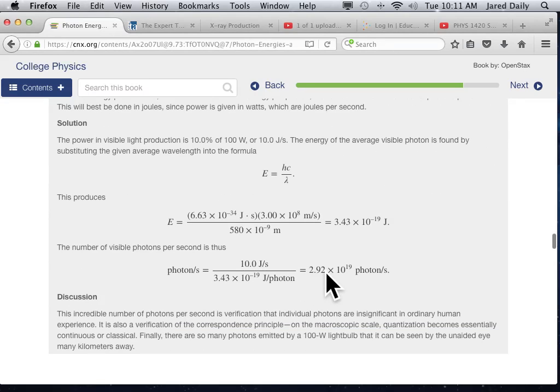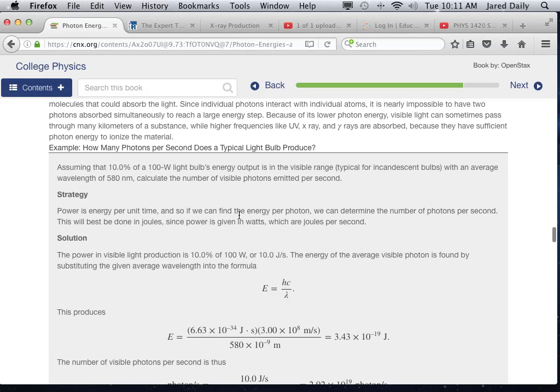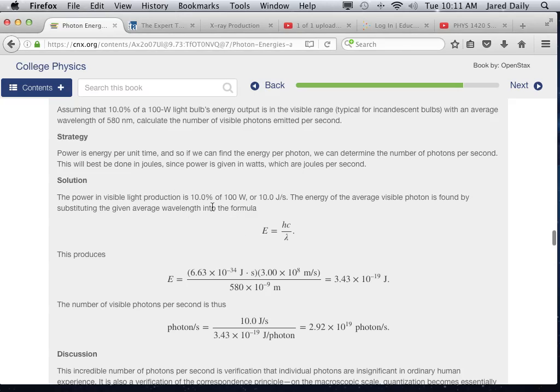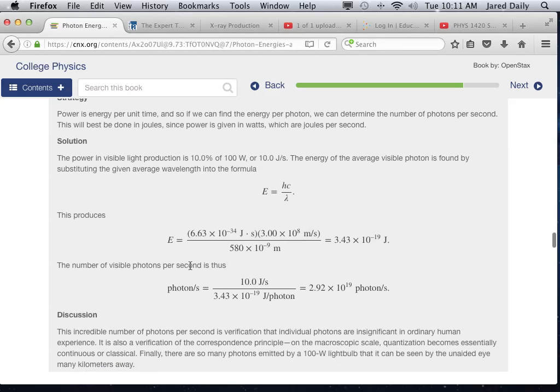Now, what bulb are we doing here? A 100 watt light bulb. They say 10% of our 100 watt light bulb is actually giving off energy. So 10% of 100 watts is 10 joules per second. So the photons per second is going to be the energy per second divided by the energy per photon. 10 joules per second over 3.4 times 10 to the minus 19 joules per photon, and you get 2.92 times 10 to the 19 photons per second.